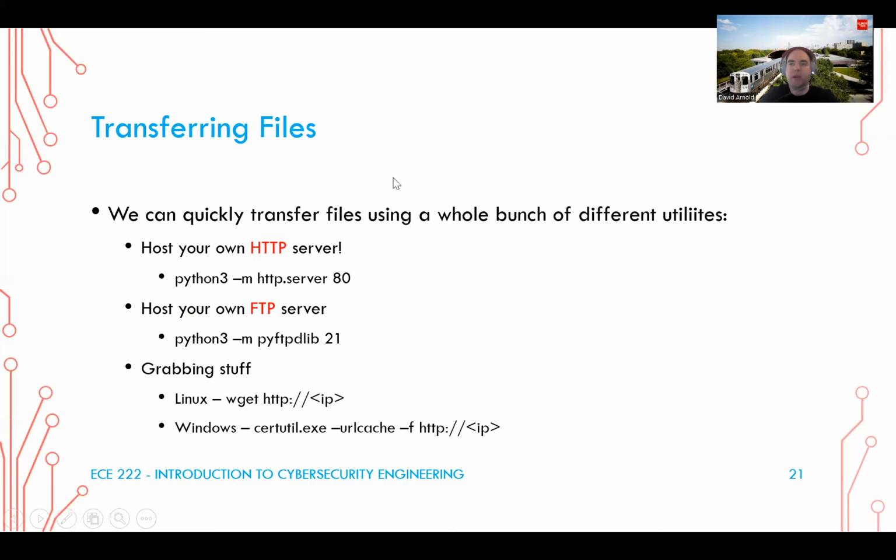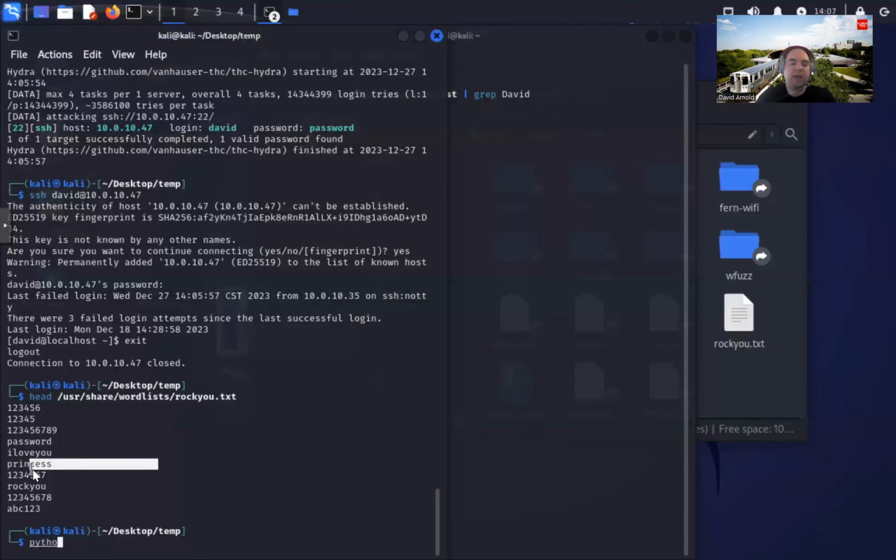The last thing I do want to bring up before I bring up one other tool is how we can transfer files. So one thing that we're always going to want to do is we're going to have some way to move things between different servers. And the quickest way that I have found is to use either an HTTP server or an FTP server. So I think I showed this when I was doing some stuff the other day, but you can always just do python3 -m http.server and then on port 80.